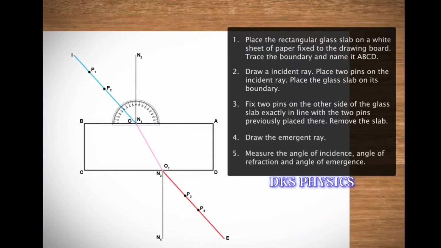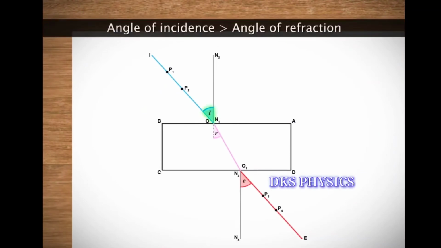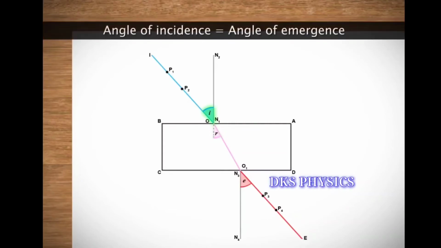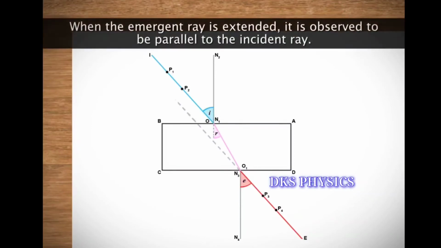Use the protractor to measure the angle of incidence I, angle of refraction R, and the angle of emergence E. The angle of incidence I is found to be greater than the angle of refraction R and equal to the angle of emergence E. Extend O1E backwards and represent it by dotted lines. It is observed that the emergent ray extended is parallel to the incident ray.